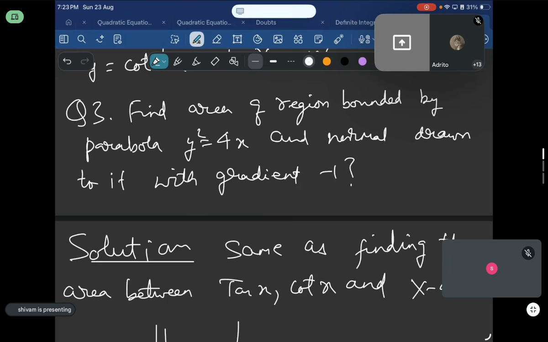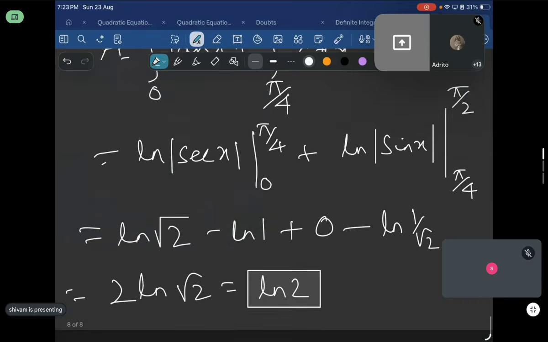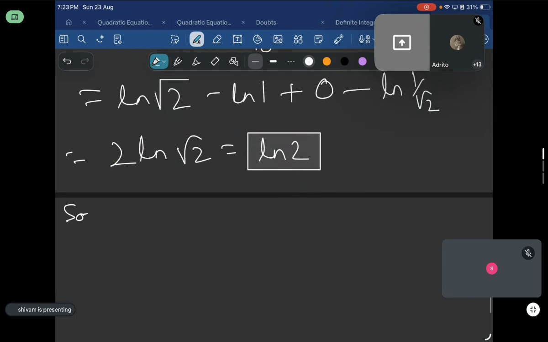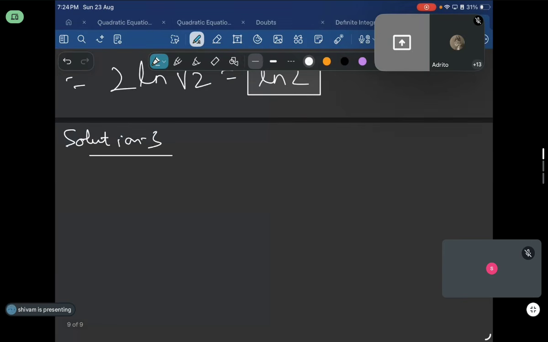Should I start? Tell me. Or if you people have forgotten parabola, I'll start. This is number 3, right? So how will the graph look? First of all, let us find out. Slope is -1, right? Slope they have given is -1. And the parabola is y square equal to 4x.